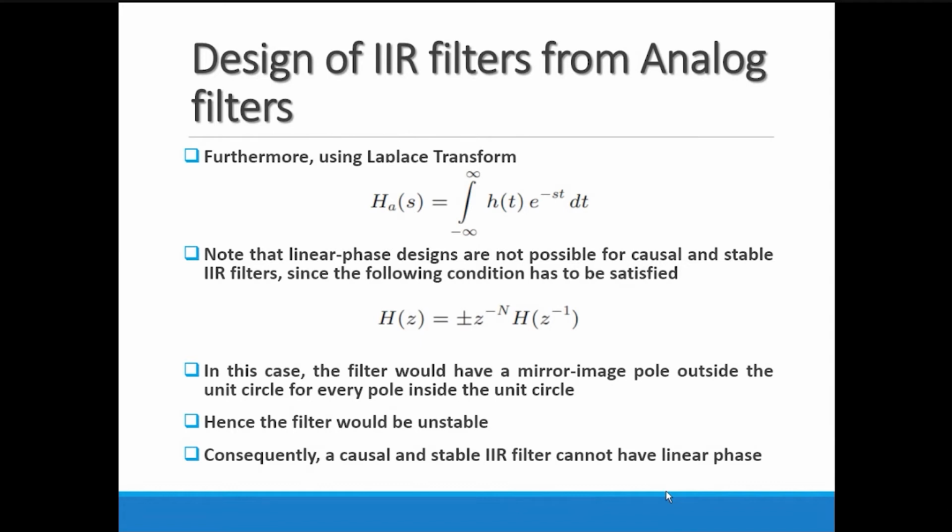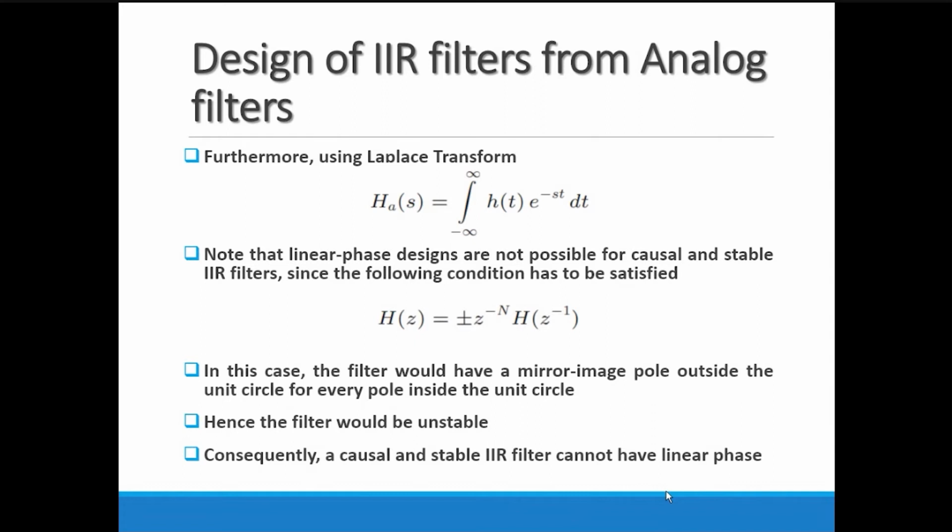In this case, the filter would have a mirror image pole outside the unit circle for every pole inside the unit circle. So if you say your filters are linear phase, they must follow the symmetric condition. Whatever poles you have inside the unit circle, when you get the mirror image of that, you get the same poles outside the unit circle, which makes your filter unstable. When you say your filter is stable, all the poles are inside the unit circle.